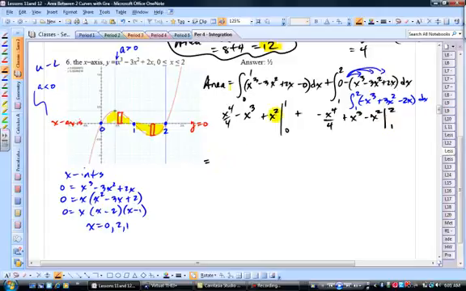So let's see what we get here. Evaluating this first function at 1, I get 1/4 minus 1 plus 1 minus the whole thing evaluated at 0, so a big 0 there. Plus this whole thing evaluated at 2. Now 2 to the fourth is 16 divided by 4 is 4, so I get a negative 4 there. 2 cubed is 8. And then minus 4 there. And then I have to evaluate the whole thing at 1. So minus 1/4 plus 1 minus 1.